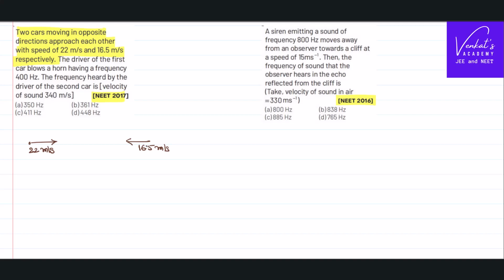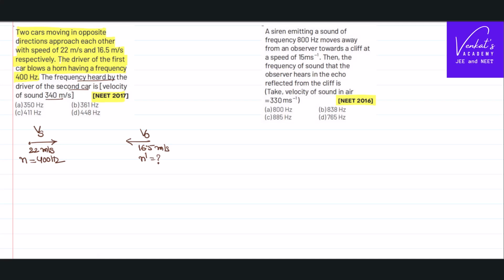It is further said, the driver of the first car blows horn with a frequency of 400 Hz. So this is the first car, and it blows a horn with a frequency of 400 Hz. Thus it becomes the source who is making the sound, so that velocity becomes velocity of the source itself, right? What is the frequency heard by the observer? So this person automatically becomes the observer. This is the original frequency. What is the apparent frequency heard by the observer is the question, where velocity of sound is 340 meter per second.